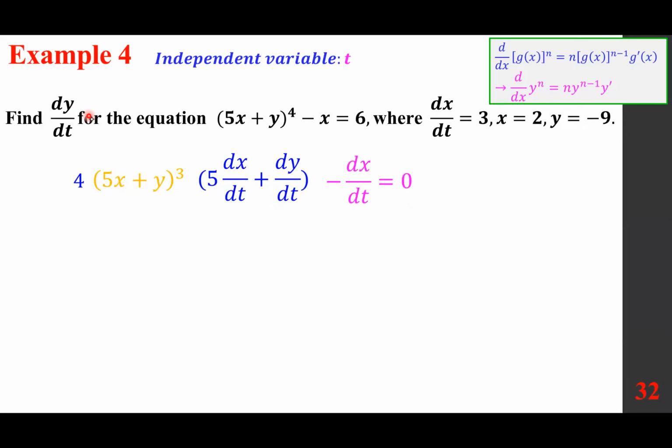So if we plug in, that means we replace the x with a 2. So we get 10 here, y with negative 9. So this is 5 times 2, 10. And this is negative 9, 5 times dx dt, we replace it with 3. Dy dt, we don't have it. Minus dx dt, we replace it with 3.